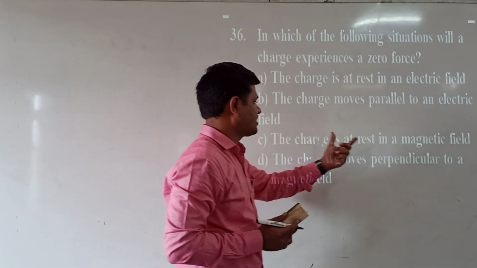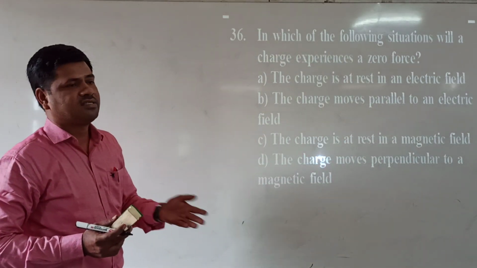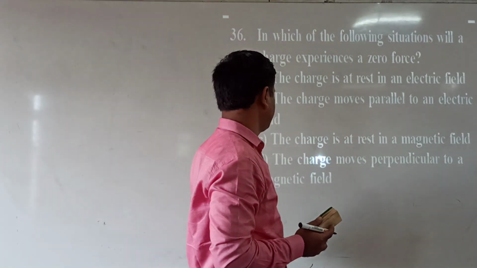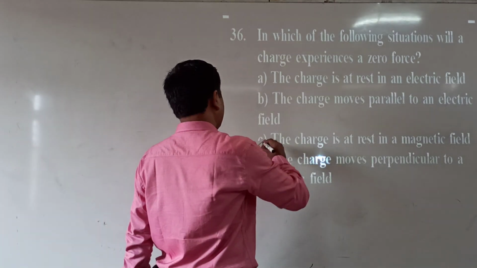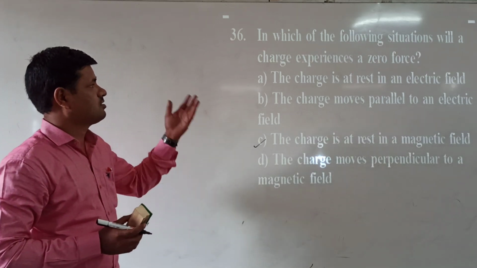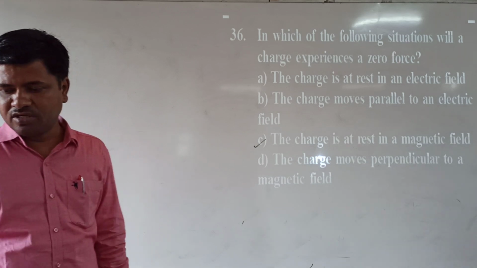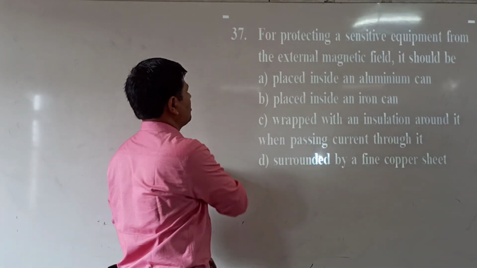But the charge is at rest in a magnetic field. The magnetic field acts on the charge only in case of motion. When the charge is in motion, the magnetic field acts. That's the reason, when the charge is at rest in a magnetic field, in this case only the force acting on the charge is zero. So in this case only the charge experiences zero force. Which option is correct here? C option is correct. Next we come to question number 37.